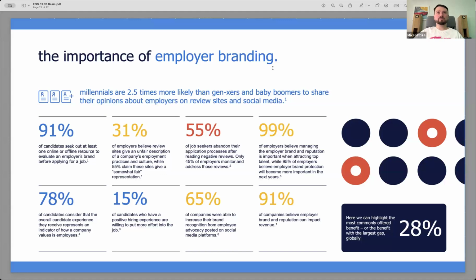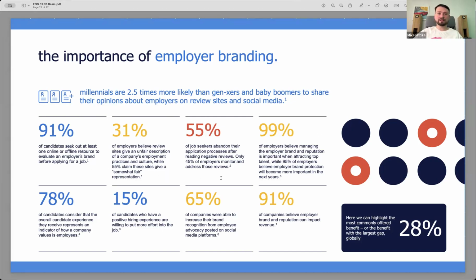The importance of employer branding, now from Randstad. What do they say? Millennials are 2.5 times more likely than Gen Xers and baby boomers to share their opinions about employers on review sites and social media. And then some statistics: 91% of candidates seek out at least one online or offline resource to evaluate an employer's brand before applying for a job. Let's move on. 99% of employers believe managing the employer brand and reputation is important when attracting top talent.